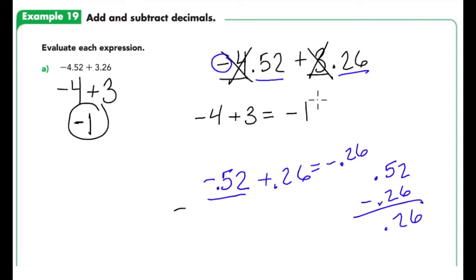And now all we have to do to get our answer is combine these two. We have a -1 and a -26/100. When they get combined, we end up with an answer of, again, -1 and 26/100.